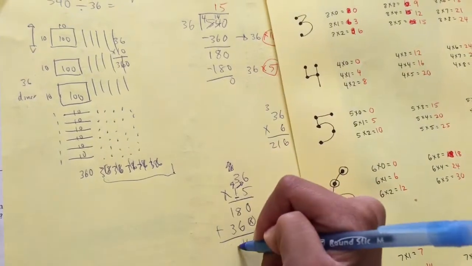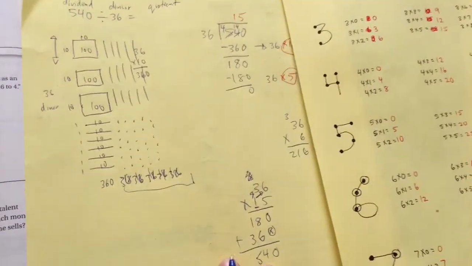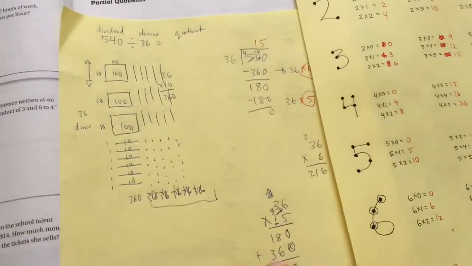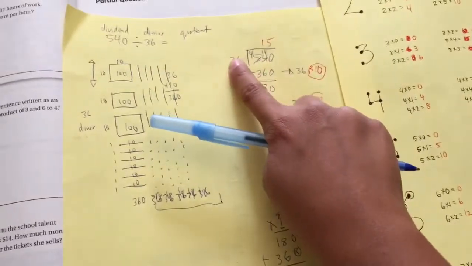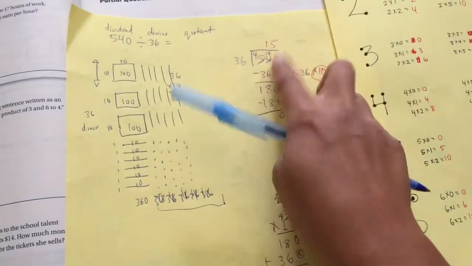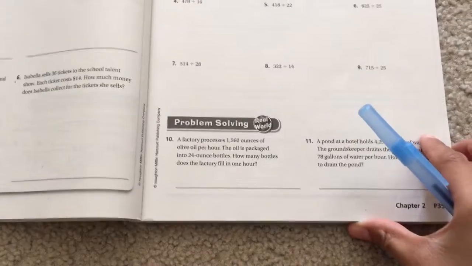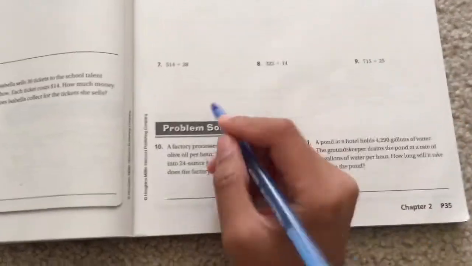14, 3, 4, 5. Your answer is 540, and that is our dividend. So we double checked that our quotient and our divisor multiplied together equals our dividend, and we can go on to the next problem. For the word problems on here, I'll show you how to set it up, but I won't solve it for you. But let's read it.